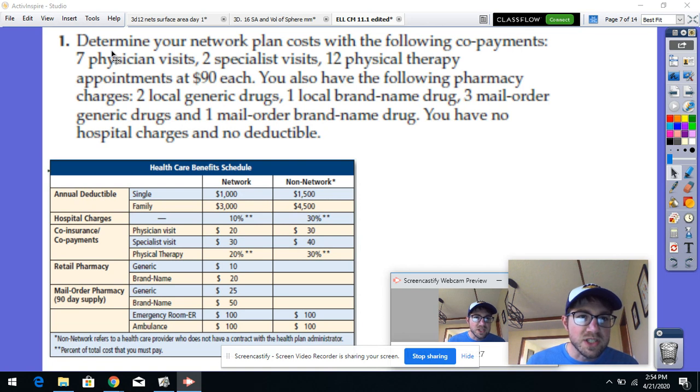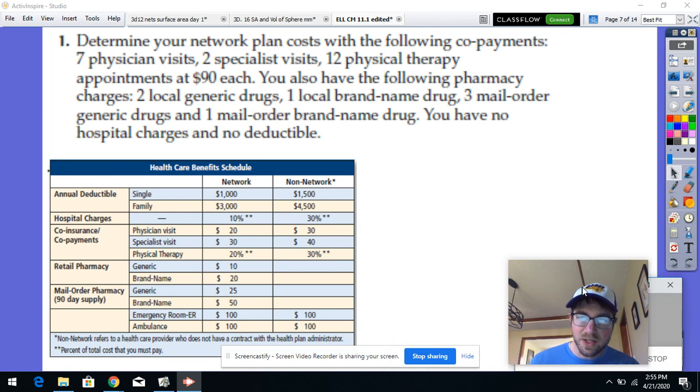Number one, determine your network plan costs with the following copayments: 7 physician visits, 2 specialist visits, 12 physical therapy appointments at $90 each. You also have the following pharmacy charges: 2 local drugs, 1 local brand name drug, 3 mail order generic drugs, and 1 mail order brand name drug. You have no hospital charges and no deductible. Well, that's convenient. A couple less things to worry about, I guess.